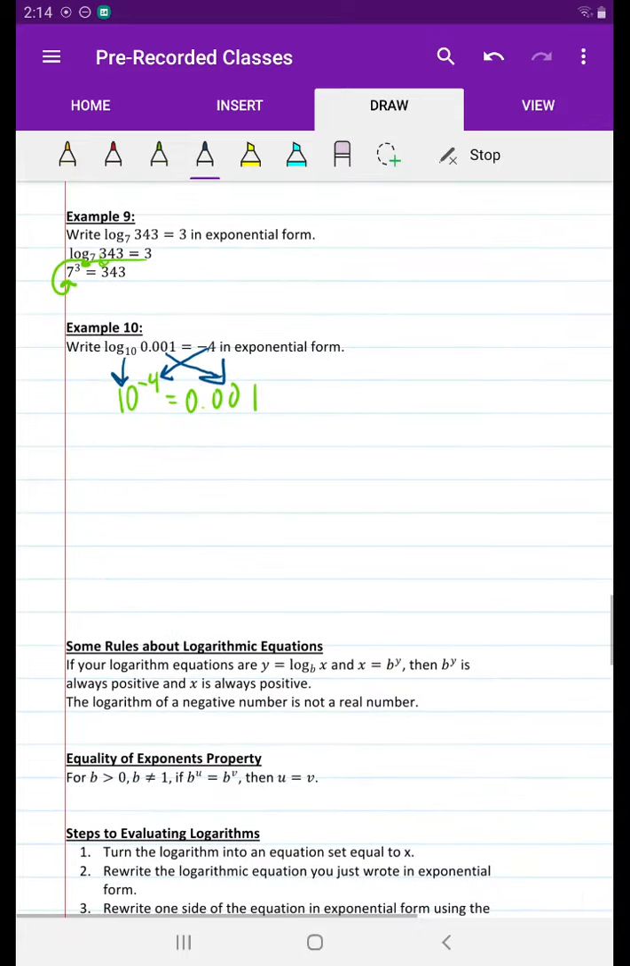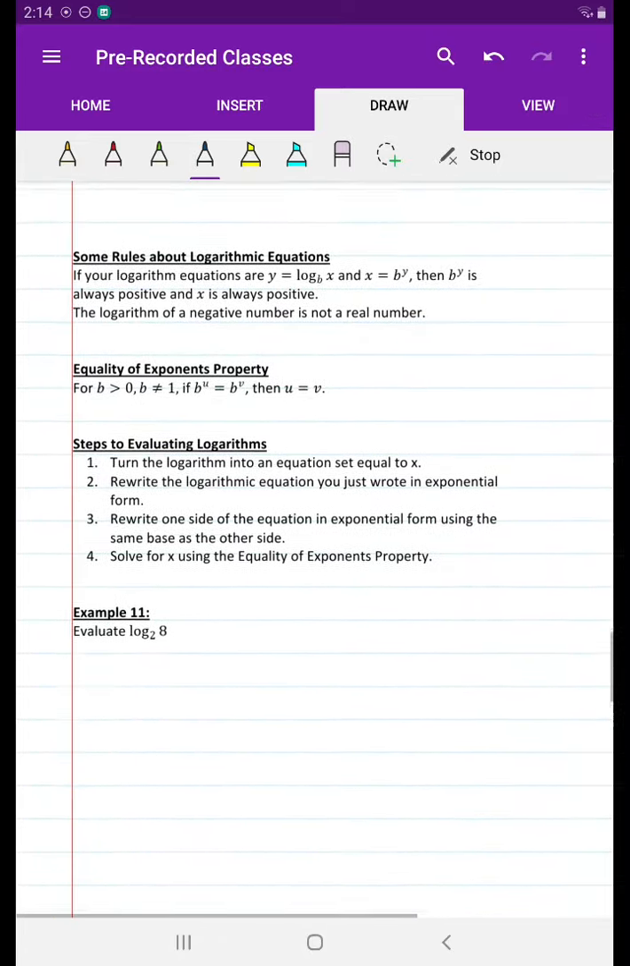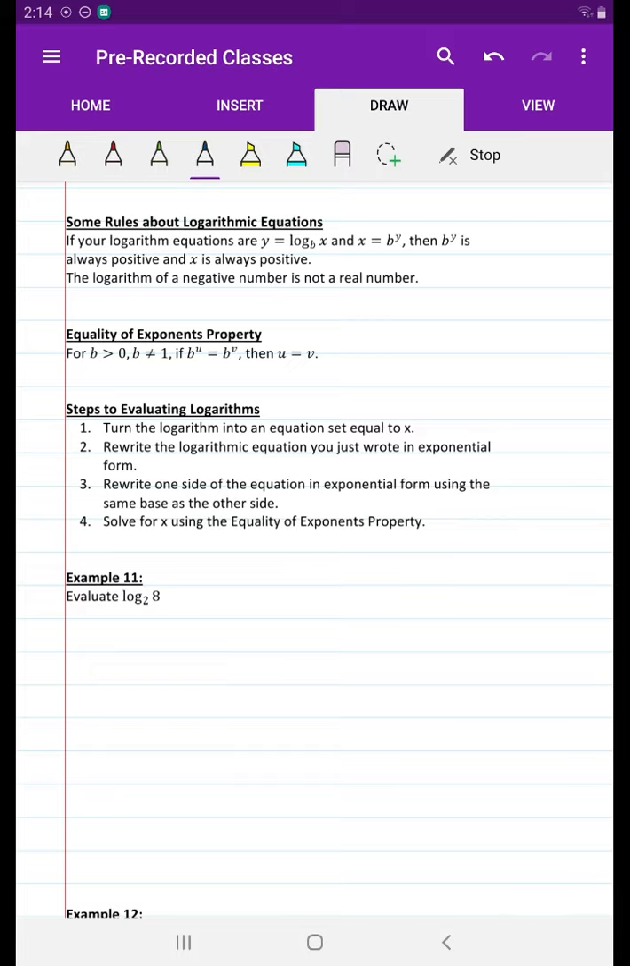All right, so a few rules about logarithmic equations. If we can have logarithmic functions, then we can have equations with logarithms. And so a few rules to go over before we solve these. If your logarithm equations are y equals log base b of x, and the reverse of that, your antilog or exponential, x equals b to the y, then b to the y is always positive and x is always positive, okay? The logarithm of a negative number is not a real number, so we can't have those.